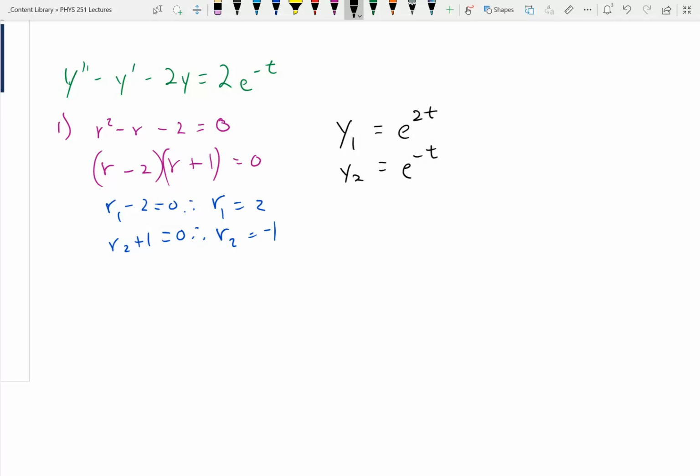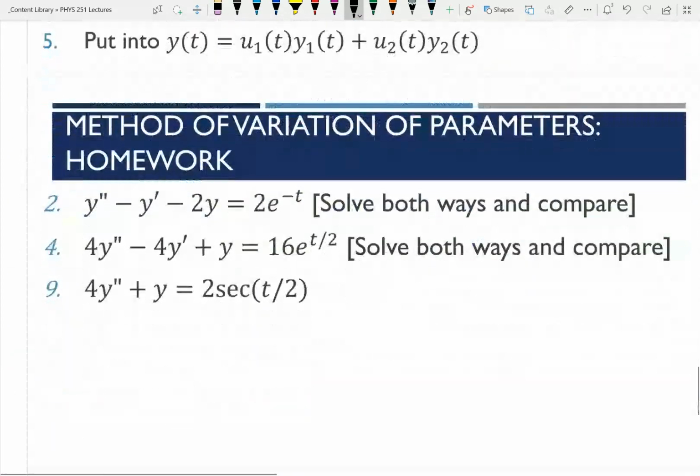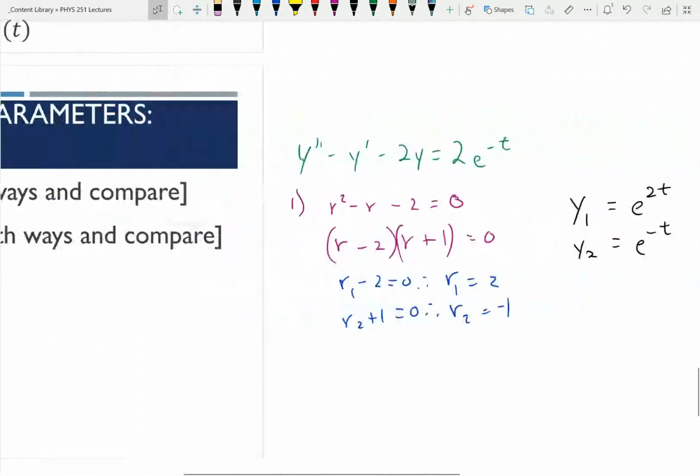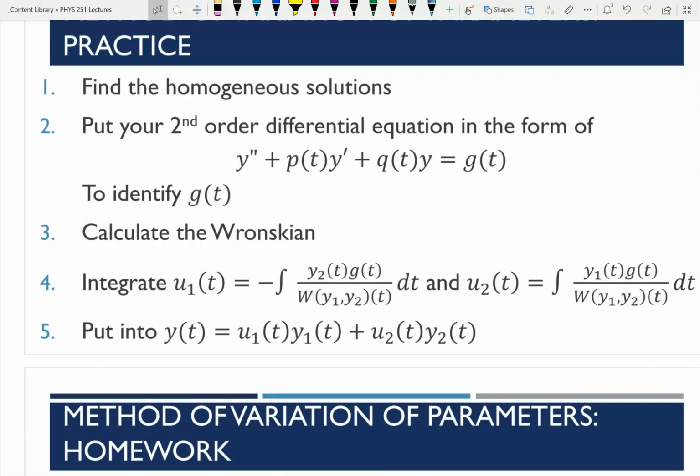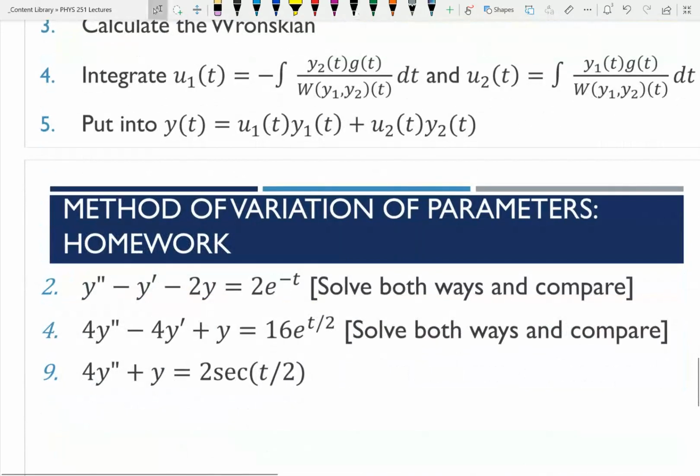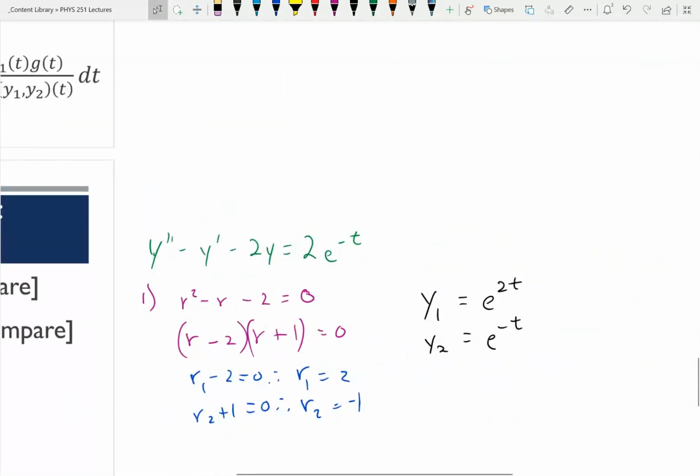Okay, so that was step 1. I found my homogeneous solution. I found the 2 solutions that I need to linearly combine. That's as far as I need to go. Part 2, arrange my differential equation so it has a 1 multiplied by y double prime. Fortunately enough, it already has a 1 multiplied by y double prime, and then I identify my g is equal to 2e to the minus t. And when we do problem 4, then you'll see why it's important. And problem 9. Problem 9 is not part of the homework, but I want to do it as well.